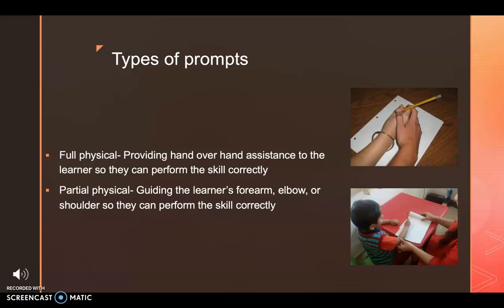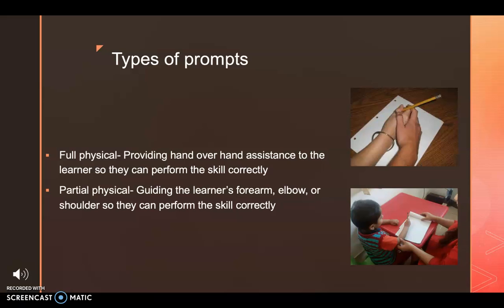To give an example, if you look at the picture in the upper right corner, you'll see a teacher giving a full physical prompt to the learner to perhaps teach them how to write their name or to draw a square or a circle. So a full physical prompt is providing hand-over-hand assistance, just as you see in the picture in the upper right corner.